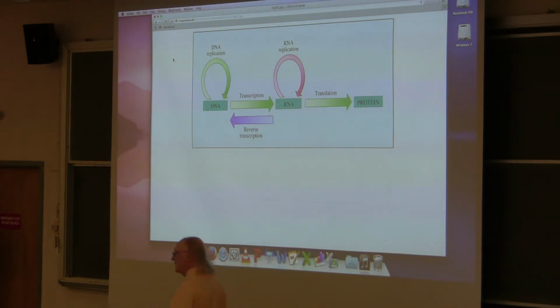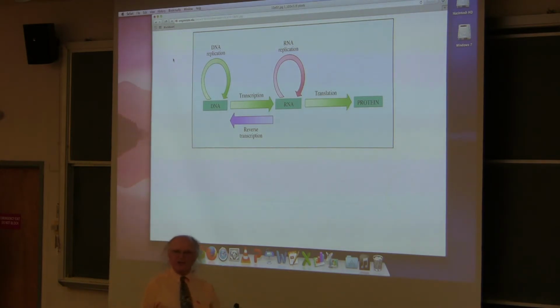But by the late 70s, it was apparent that there were exceptions to that. One of those exceptions is shown right here in purple. It's called reverse transcription. Reverse transcription means that in some cases, RNA can be converted back into DNA. We'll talk about that again in just a little bit. But suffice it to say that reverse transcription occurs in some places that are, shall we say, less than desirable.